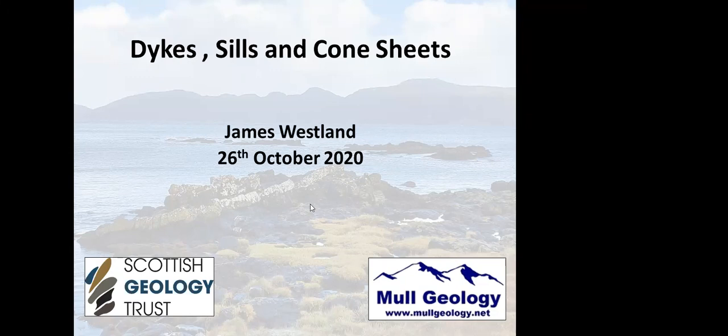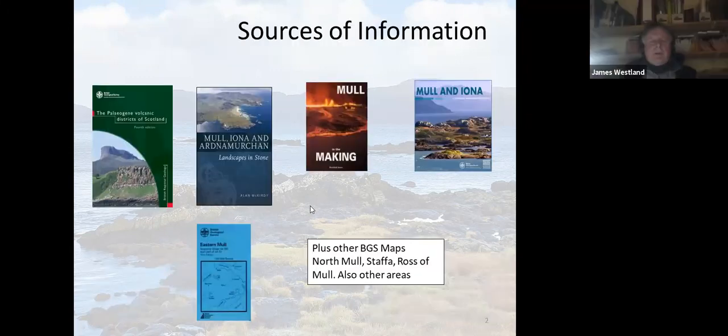First of all, as always, I usually talk about sources of information that we can use for this. These are the main ones that I've used for this talk. We've got The Paleogene Volcanic Districts by Emeleus and Bell. That's a really thorough book. It's absolutely packed with information on this subject. We've got Mull, Iona and Ardmurchan, The Landscape of Stone. That's quite a good introductory text. There's Mull in the Making, which has been out for a long time now. Excellent little book, gives a lot of good information. There's Mull and Iona, Landscape Fashioned by Geology by SNH. That's no longer in print, but you can download it as a PDF.